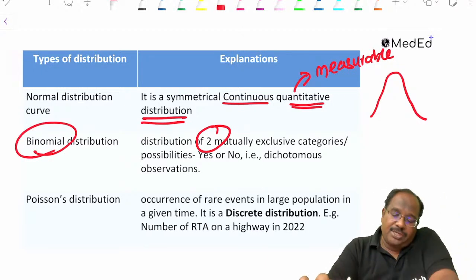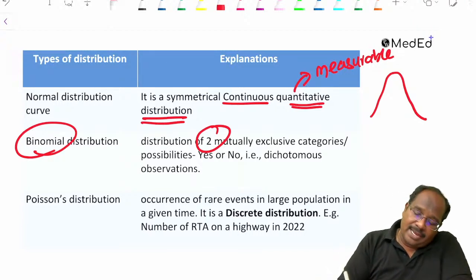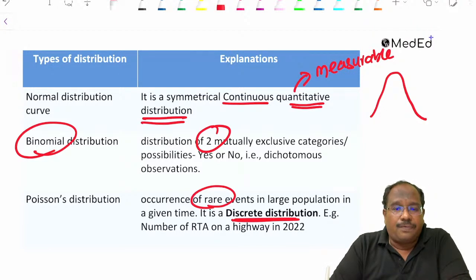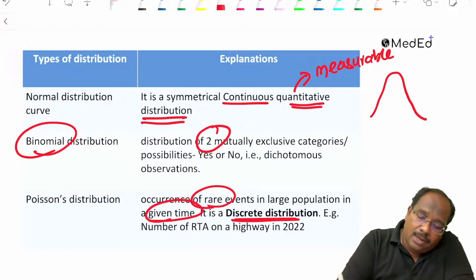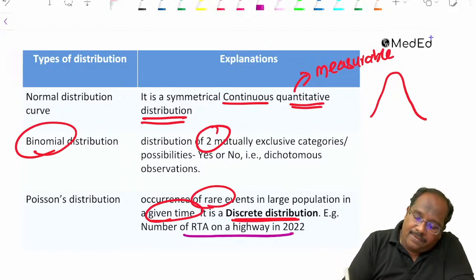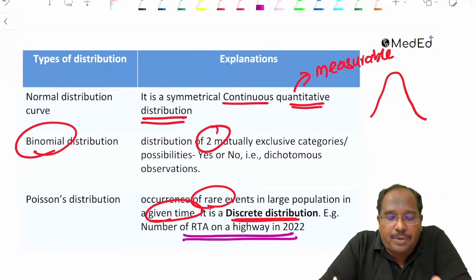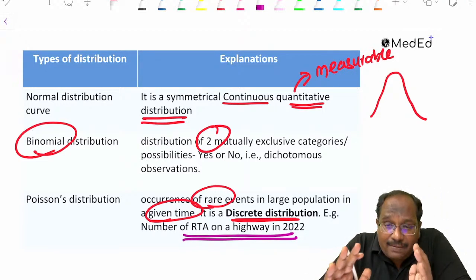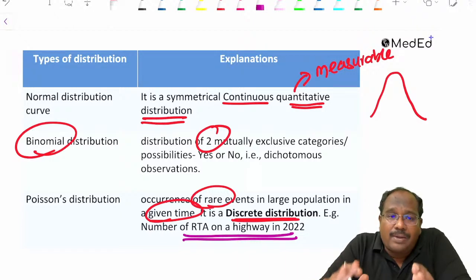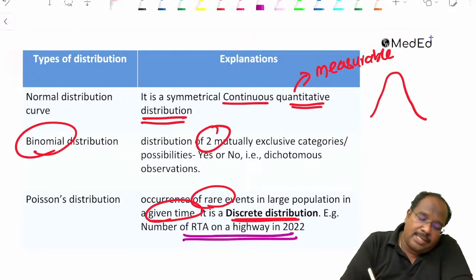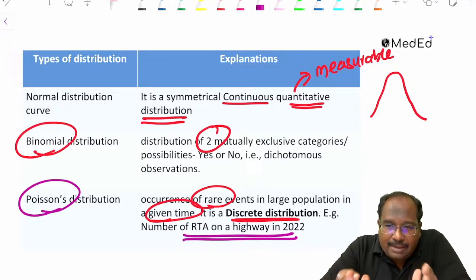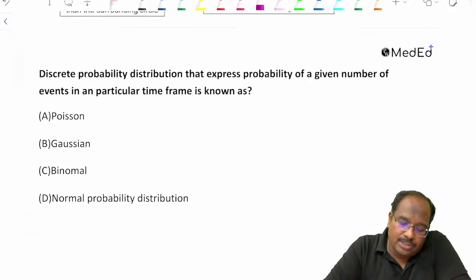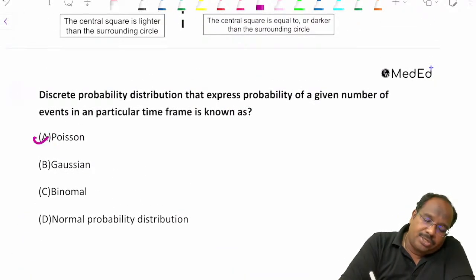The answer for the question here is the occurrence of rare events, discrete data. For example, the occurrence of rare events in a given time frame, such as the number of RTAs on a highway in 2022. A particular time frame is given, and the given event is RTA. So what type of distribution does it follow? The answer for this question is Poisson distribution. If it's a rare event in a given time frame, it means Poisson distribution.